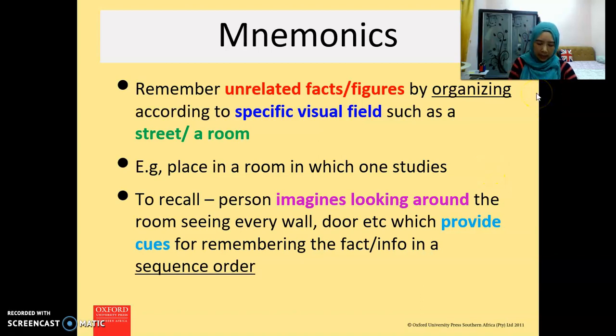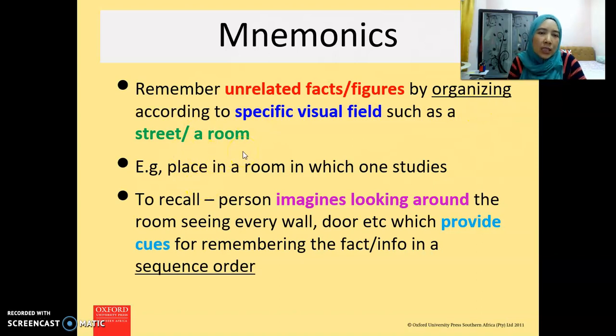Okay, mnemonic is another technique to enhance memory after elaborative rehearsal. A second technique is mnemonic. Mnemonic is the technique that we use to enhance our memory in order to remember the information that we store in our memory. We tend to use mnemonic. With mnemonic, we remember unrelated facts or figures by organizing them according to a specific visual field, such as a street or room.